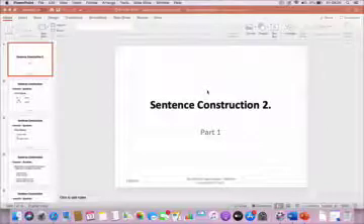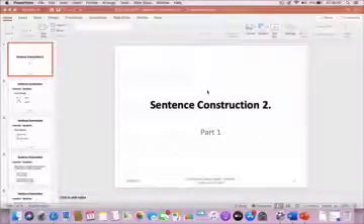Okay, in this part I'll be looking at sentence construction, the second part, but once again because the file is quite large I've divided it into two, so this is part one of sentence construction 2.